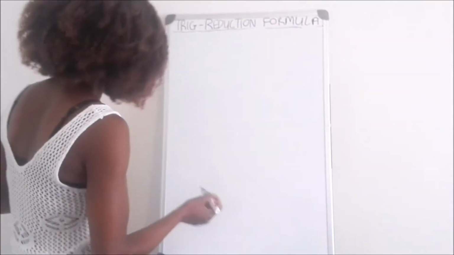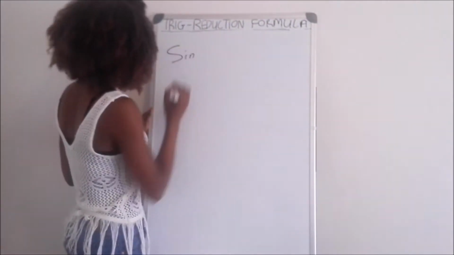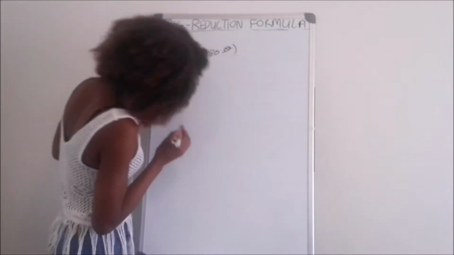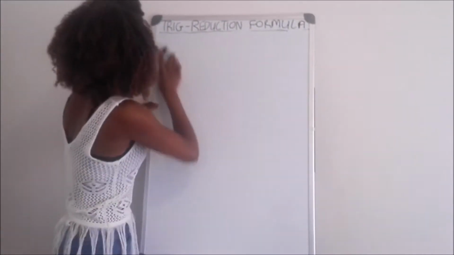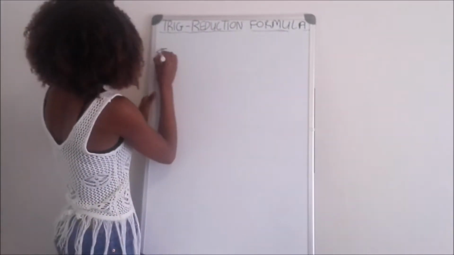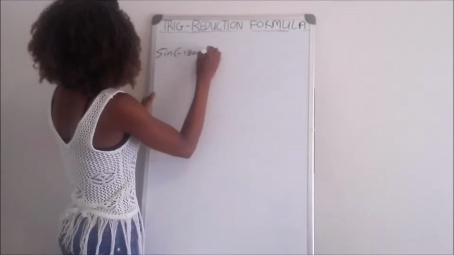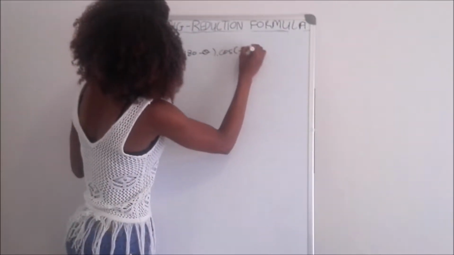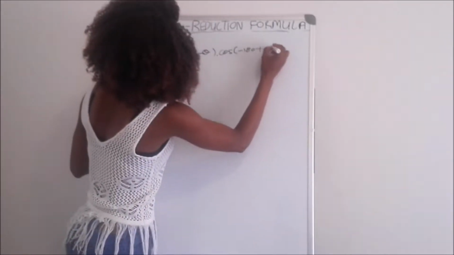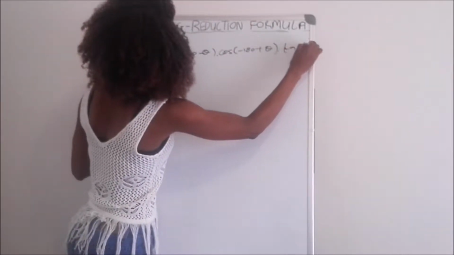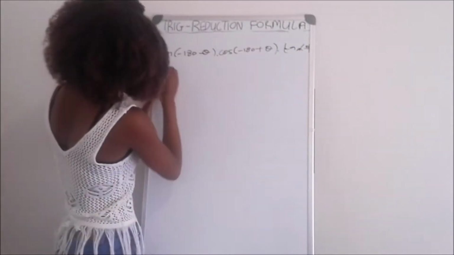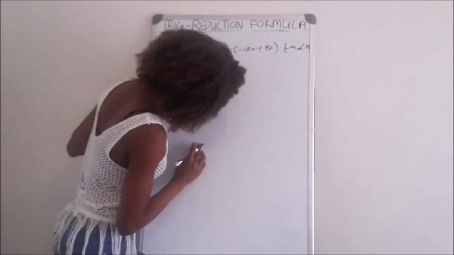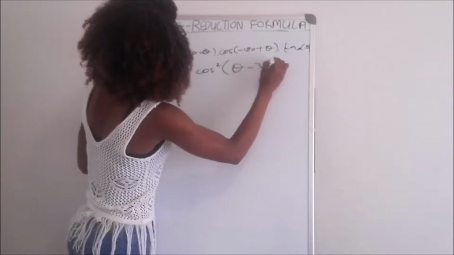All right, the first example: sine of negative (180 minus theta) multiplied by cos of negative (180 plus theta) multiplied by tan of negative theta, minus 1 plus cos squared of (negative theta minus 360 degrees). I need space, so let me just write small.